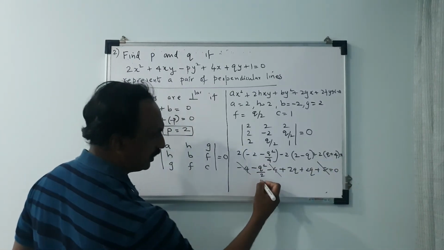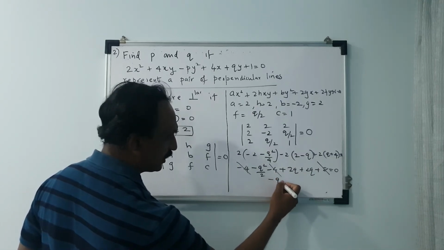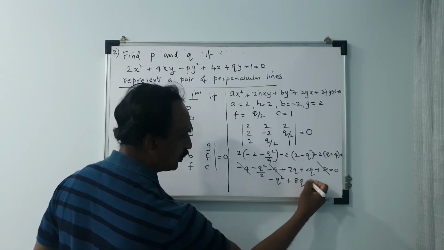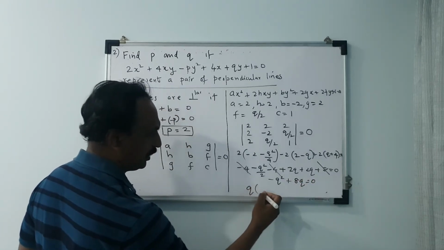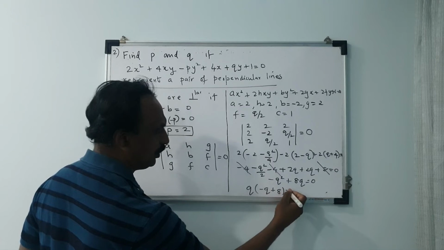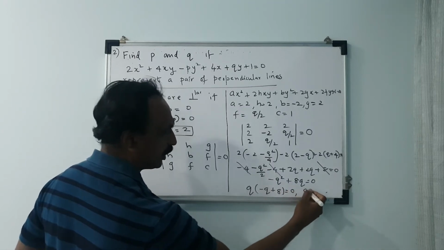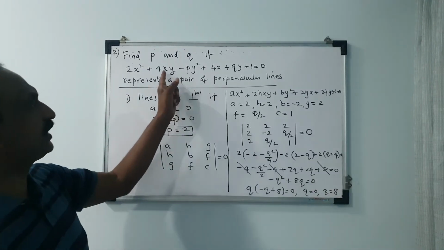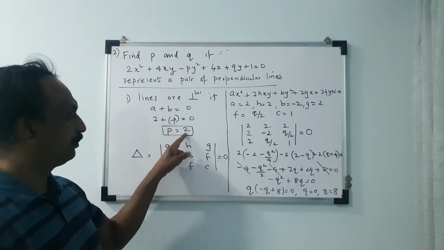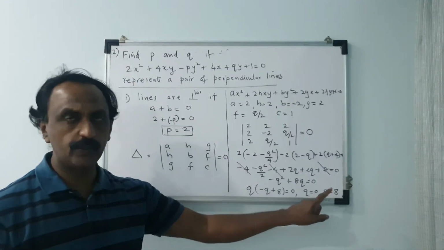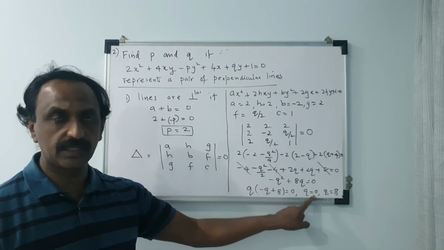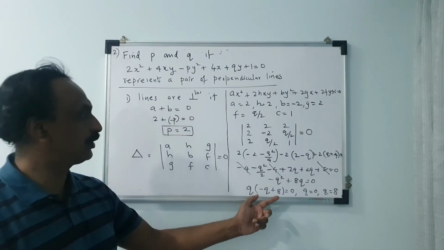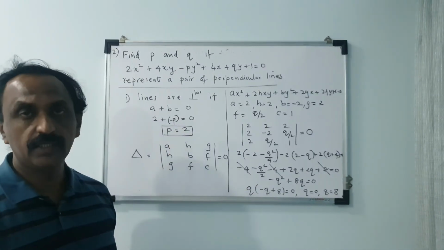So I have, let me take the LCM, minus q square, 2 plus 2, 4 plus into 2, 8q should be 0. So taking q common, minus q plus 8 should be 0, which means either q is 0 or q is 8. So my answer is, for this equation to represent a pair of lines, p should be 2, q can have two values. Even if q is 0, it will represent a pair of perpendicular lines. Even if q is 8, it will represent a pair of lines. Hence there are two answers for q, whereas p has only one answer.